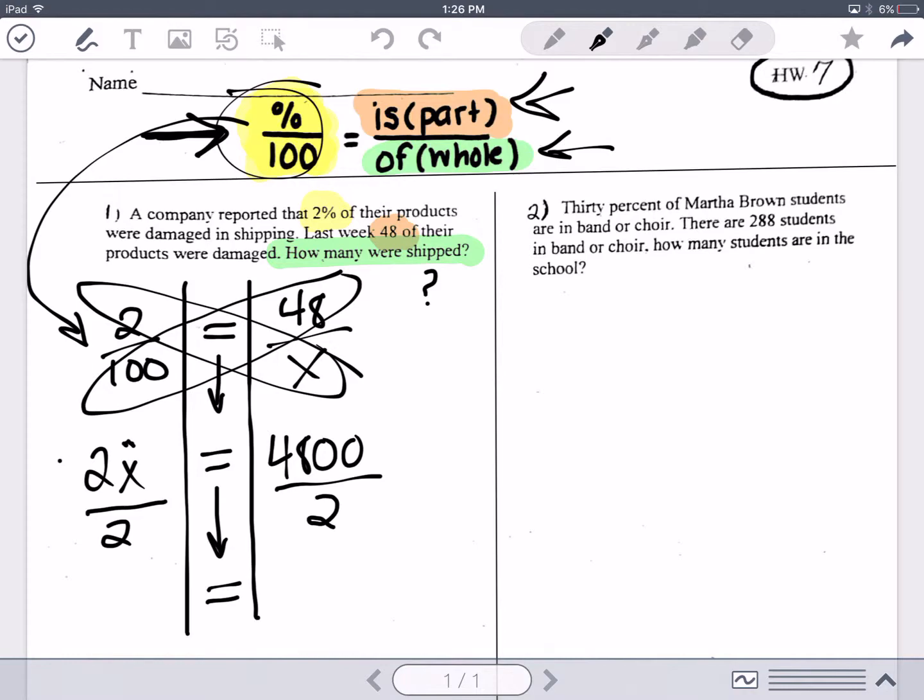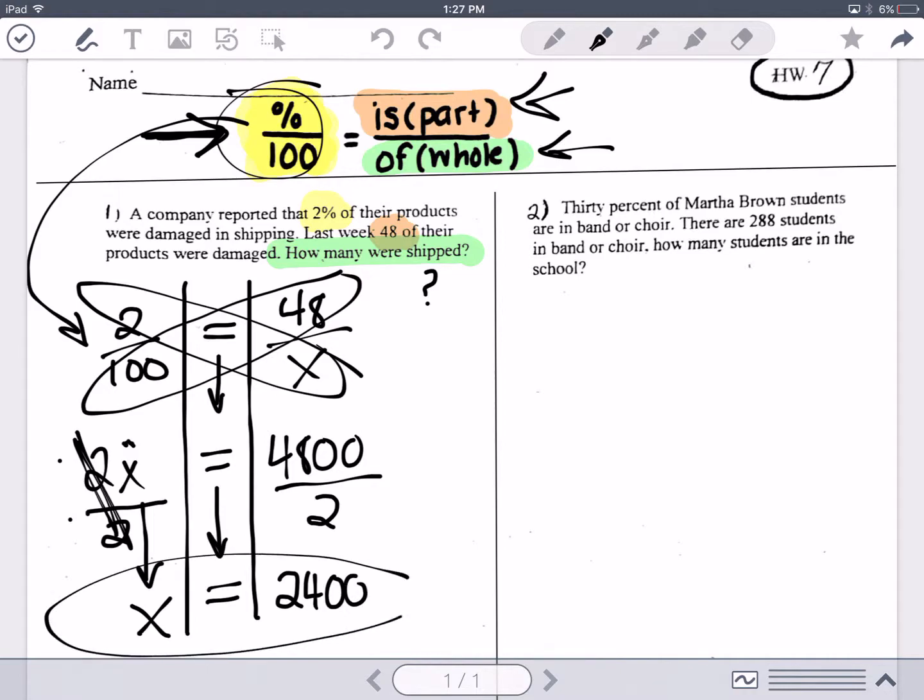2 divided by 2 is 1. That means those 2's cancel out and the 1x drops down. And then 4,800 divided by 2 is 2,400. So I have arrived at my answer. How many of these products were shipped? 2,400 were shipped. I have found my missing total.